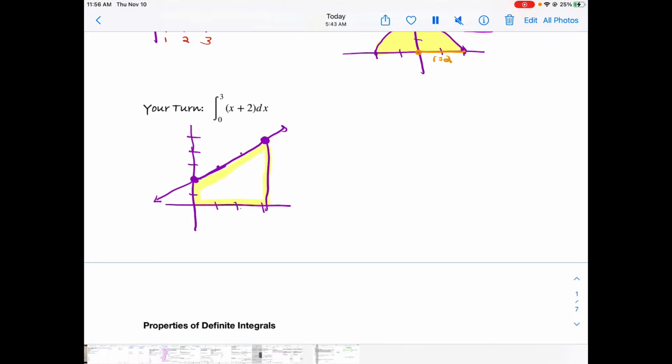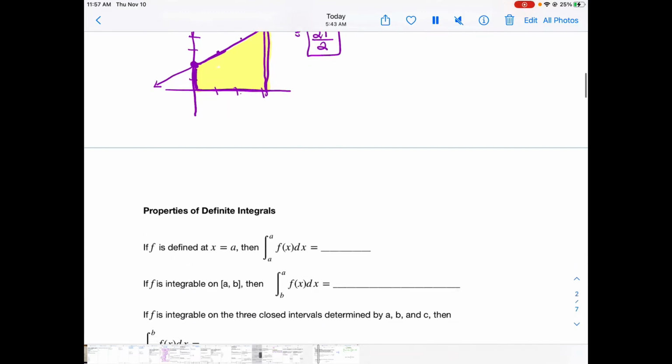So we have a trapezoid, and we know the area of a trapezoid is 1/2 times base 1 plus base 2, times h. In this case, the height of our trapezoid is 3, and our base 1 has a length of 2, and our base 2 has a length of 5. So 2 plus 5 is 7, 7 times 3 is 21, times a half is 21 halves. And that should have been your exact area. Okay, so this is how you find an area under a curve using geometry.